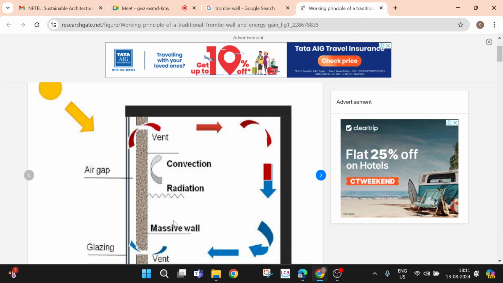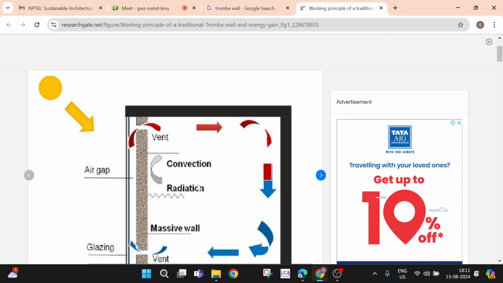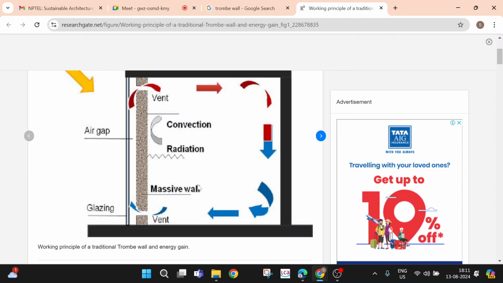So in this way, this Trombe wall works. Apart from this, the wall material is also selected in such a way that it acts as a thermal mass. It will be storing the excess heat, and when there is no sunshine or no sunlight, it will be radiating its heat at night. So in this way, this Trombe wall works. I think now it will be clear to all of you.